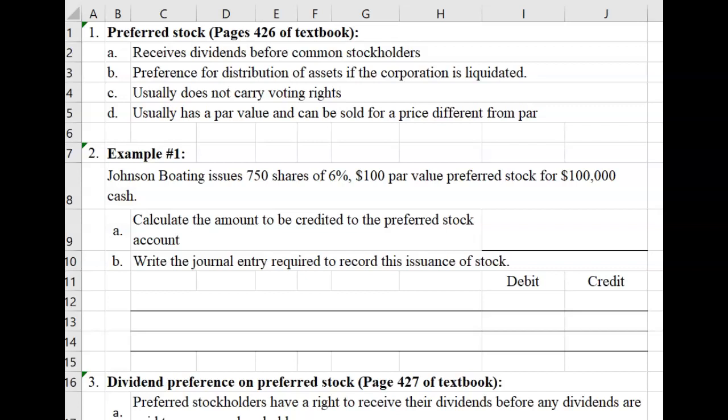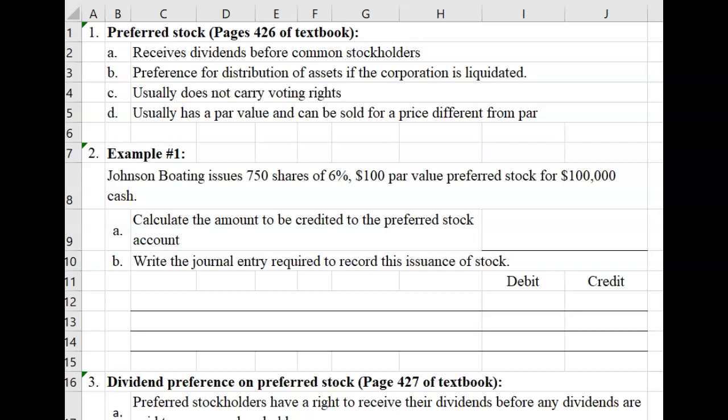As always, I strongly recommend that you download and print the PDF version of this worksheet or download the Excel workbook so you can follow along and practice with the video. Preferred stock is discussed in your textbook starting on page 426.